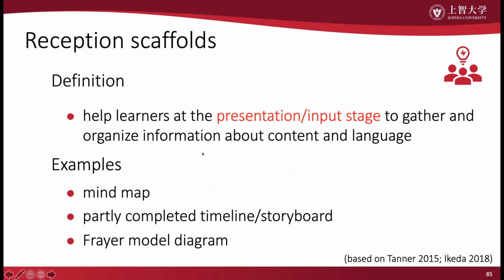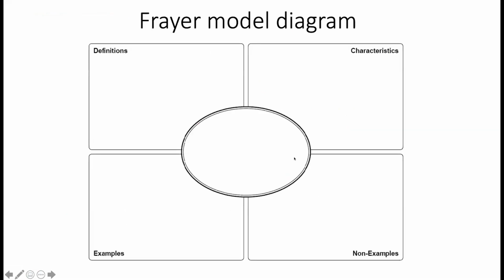So some examples of reception scaffolds are mind maps, partially completed timelines or storyboards, and graphic organizers like Frayer model diagrams. And reception scaffolds can even start at the pre-task stage. So let's look at some examples. So graphic organizers are, of course, also a common way to scaffold for content and language input. Here's an example of a Frayer model diagram template.